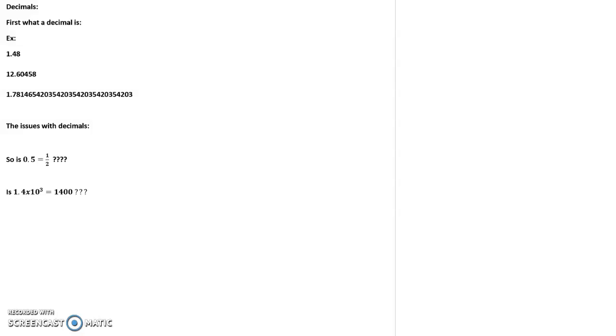So another way we represent parts of a whole is using decimals. So again, first about what a decimal is, let's take a look at these examples. 1.48. This might not necessarily be exactly equal to 1.48. What we really think is, if this is really 1.48, decimals have an infinite number of numbers behind them. So it would be 1.48, 0, and how we indicate that that's going to continue on forever would be putting a line over this.